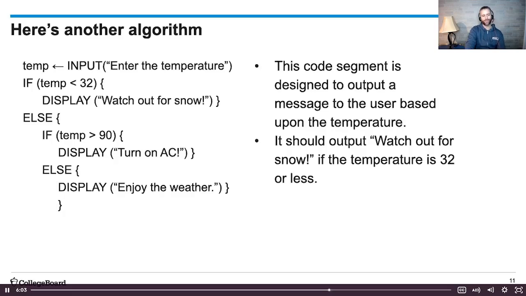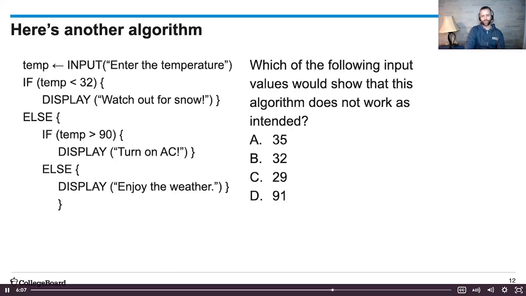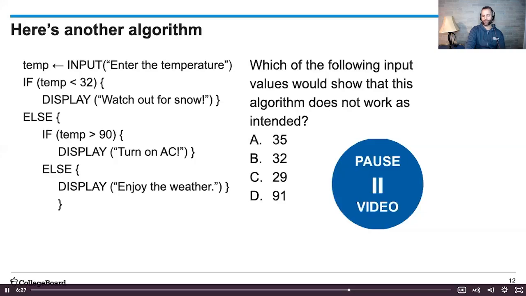All right, so take a look at that algorithm, okay? And let's ask the question, which of the following input values would show that this algorithm does not work as intended? Okay, keeping in mind that we were intending for this algorithm to display, watch out for snow, if the temperature inputted was 32 or less. So pause the video and think about this question.